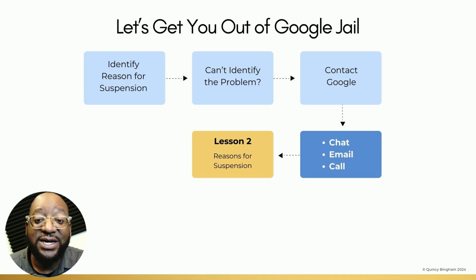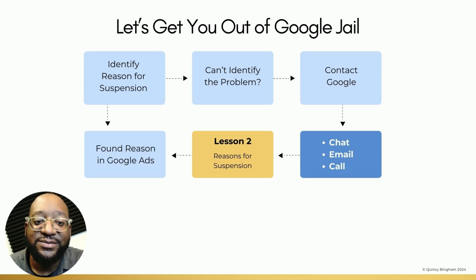Once you've contacted Google and you know what the issue is, then you'll want to return to this lesson and ensure you fully understand your reason for suspension. Even if you're sure you understand it, skim through the lessons once more just to make sure. If you do not need to contact Google to figure out the root of the problem, great. Proceed without contacting Google. Bottom line is, you need to identify the reason you got suspended before you proceed.